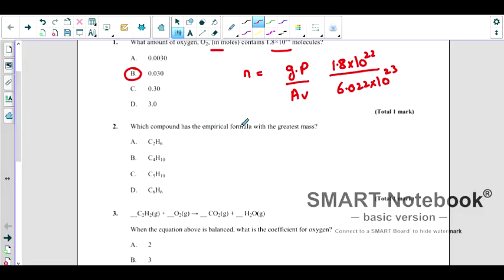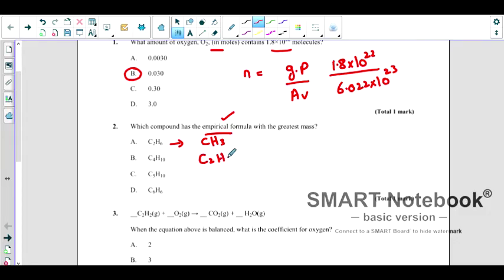Which compound has the empirical formula with greatest mass? Now we want to find the empirical formula with the greatest mass. If you look at the options here, this is not an empirical formula, because it's not the simplest whole number ratio. This formula is the simplest whole number ratio, but these are not. So first we want to convert them into empirical formulas. Like this is C2H6. So what will be the empirical formula? CH3. This is C4H10. So what will be the empirical formula?